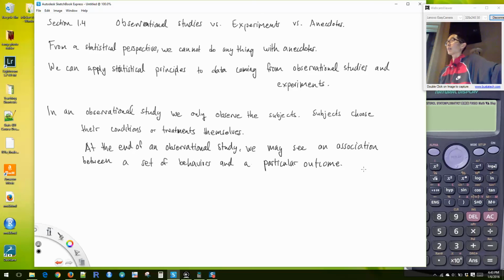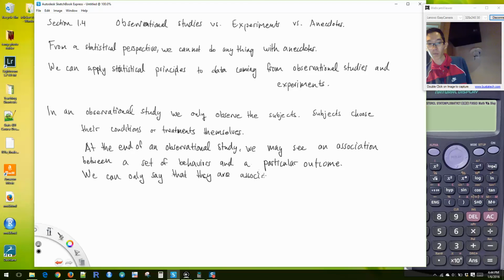Okay? And all we can say is that these things are associated. We cannot say that one causes the other, or even that one increases the risk of another. We can only say that they are associated. We cannot say that one causes the other.